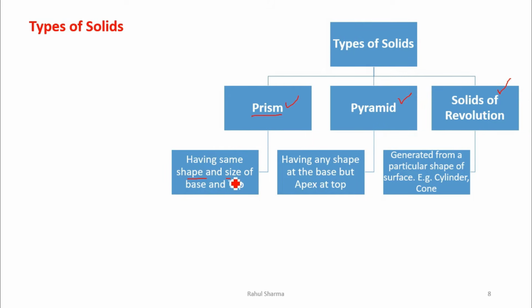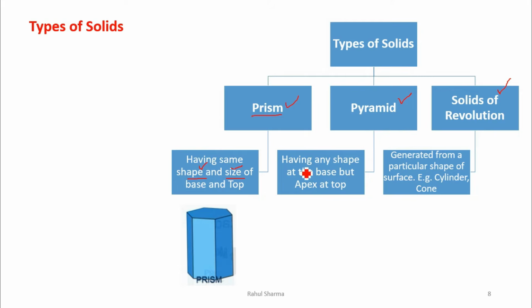Both words are very important: the same shape and size of what? Of base and top. For example, you can see this is a hexagonal prism. It has the same shape and size of base and top. So that is why it is in the category of prism.